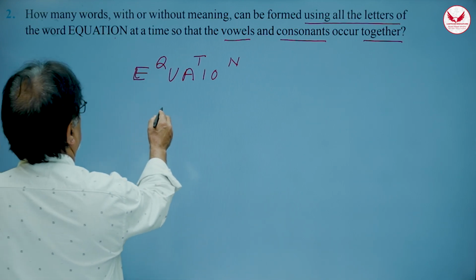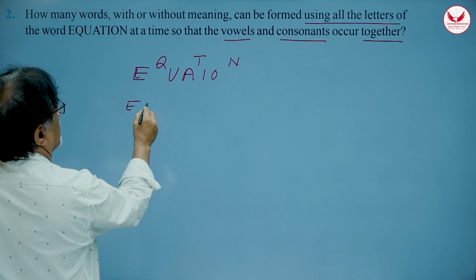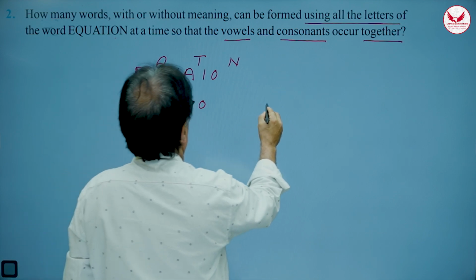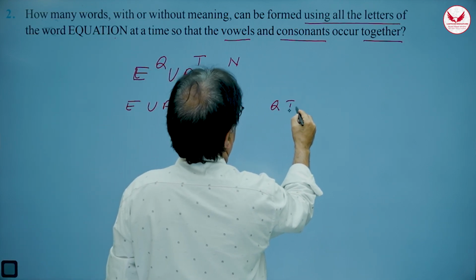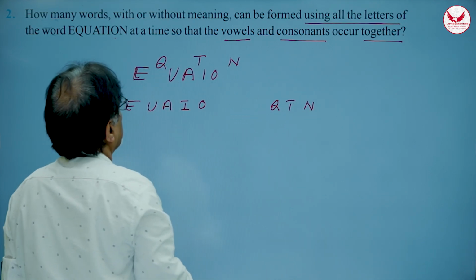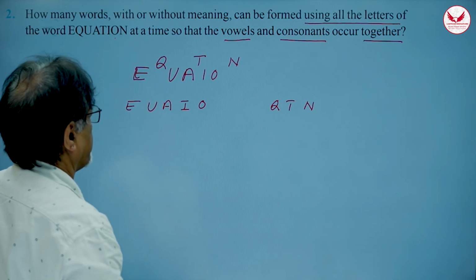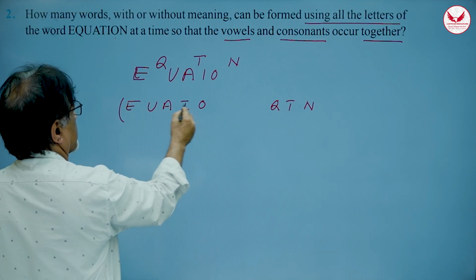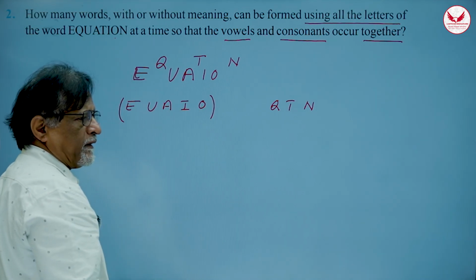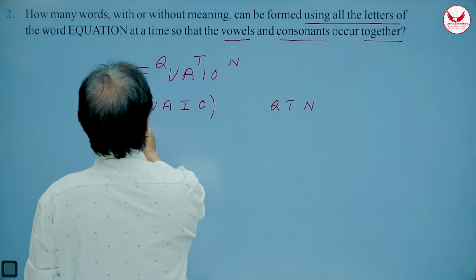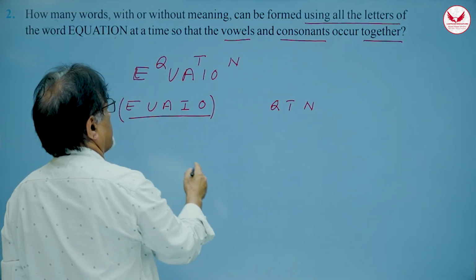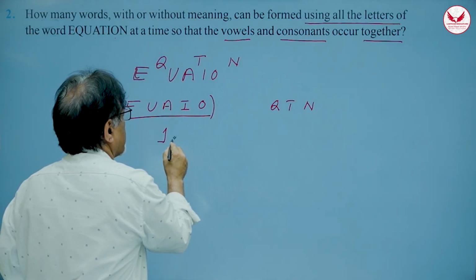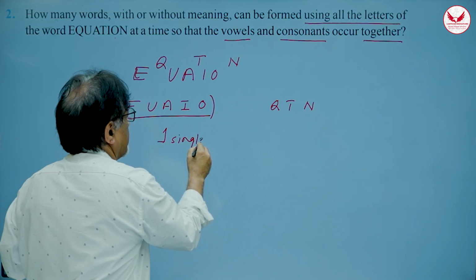So how many vowels are there? Let us write them together: E, U, A, I, O. How many consonants are there? Q, T, N. There is no repetition of any letter here, so it is very simple. I have to use all the vowels together. That means they will appear like one object only. This one group will act like one single object, because they will act like a group.